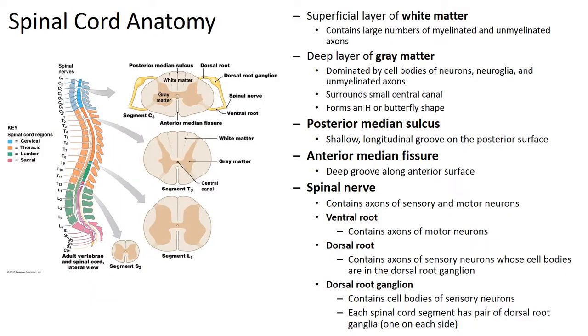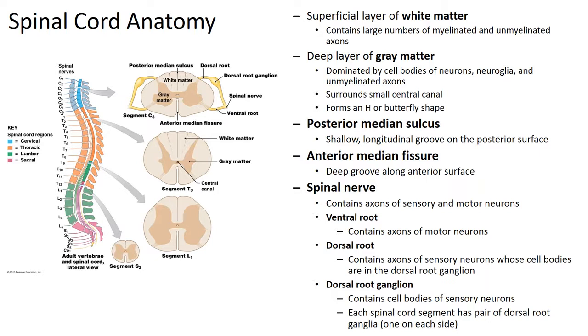Other parts of the spinal cord are shown here. The posterior median sulcus is a shallow, longitudinal groove on the posterior or dorsal surface of the spinal cord. The anterior median fissure is a deep groove along the anterior or ventral surface. The central canal is a longitudinal passageway that extends the length of the spinal cord and contains cerebrospinal fluid.